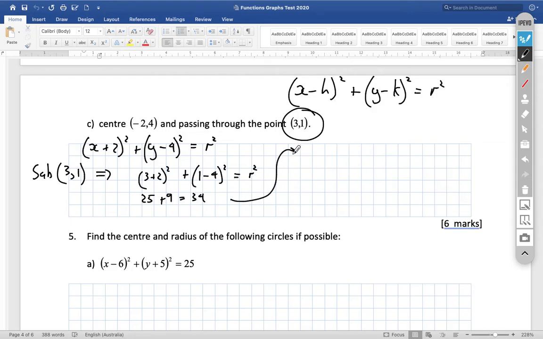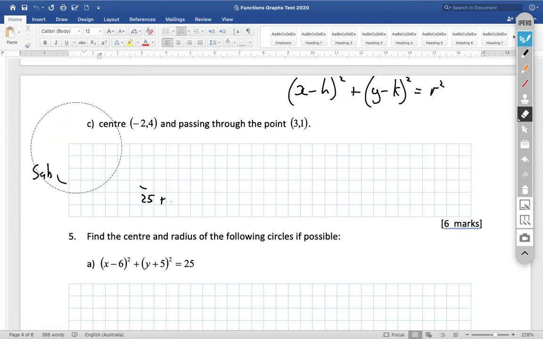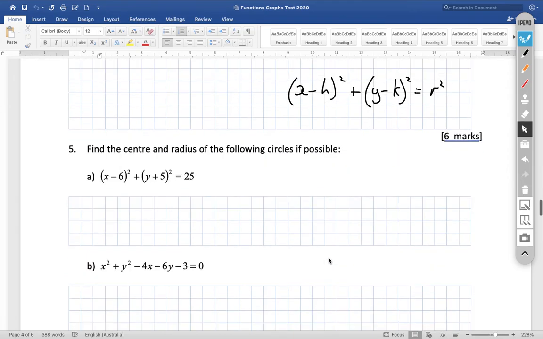Hence, just to properly finish this question, the equation I'm looking for is (x + 2) squared plus (y - 4) squared equals 34. The radius would be the square root of 34. Okay, that's that one done. I think we can do question 5. Let's have a look.